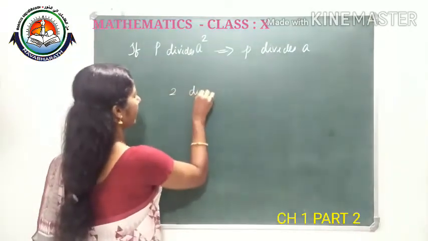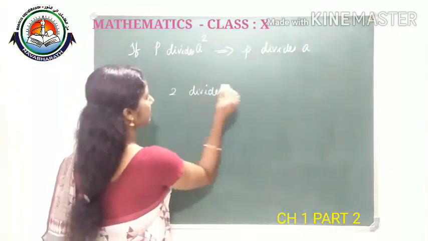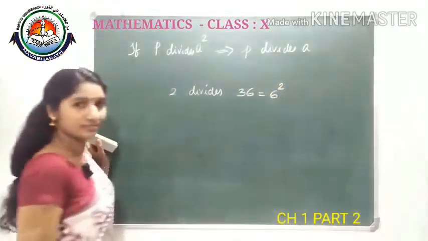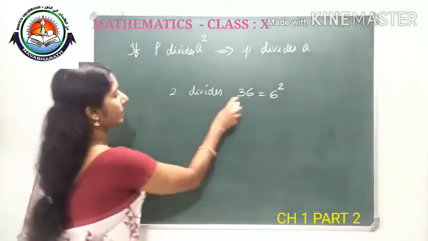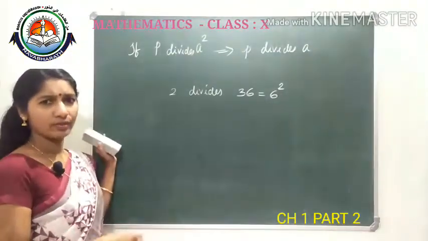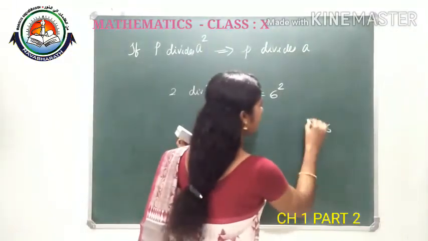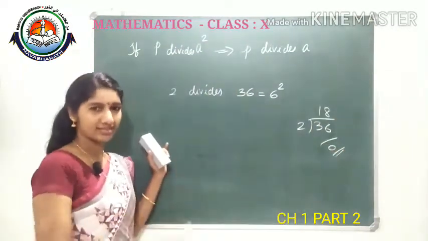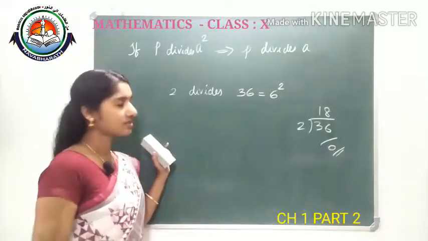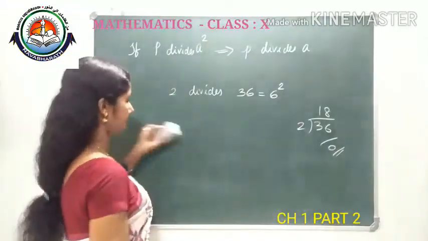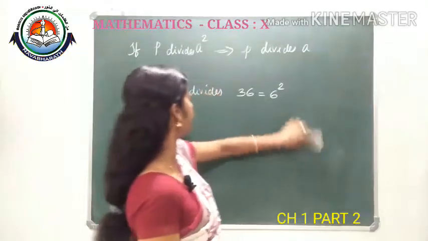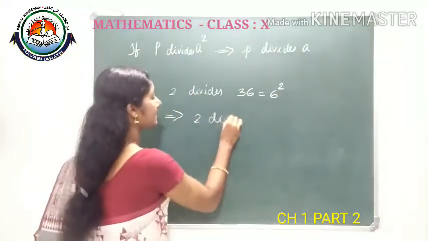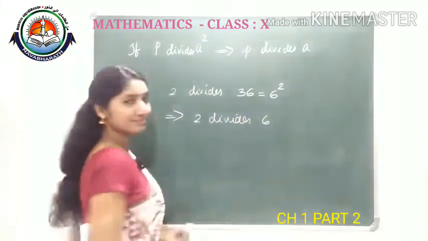2 divides one square number, we can take 36. 36 is 6 square. So 2 divides 6 square. What is meant by divides? 36 divided by 2, we will get a number without remainder, exactly divisible by 2. So that's why we are telling 2 divides 36. Then what does the theorem say? The theorem says then 2 divides 6.